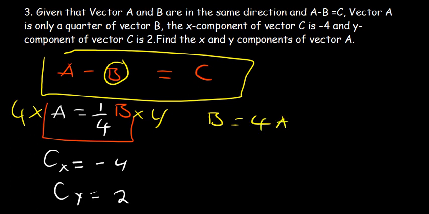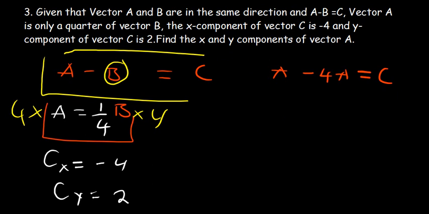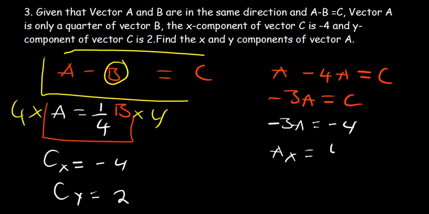Going back to that top equation, where there is A, it remains A. Where there is B, we have 4A, equal to C, right? So the equation has reduced. A minus 4A is -3A, being equal to C. And since these are in the same direction, I can use the same equation to find the x and the y components respectively. So for my x, for my C, I know it is -4. So -3A is equal to -4, so my x component of A is going to be 4/3.